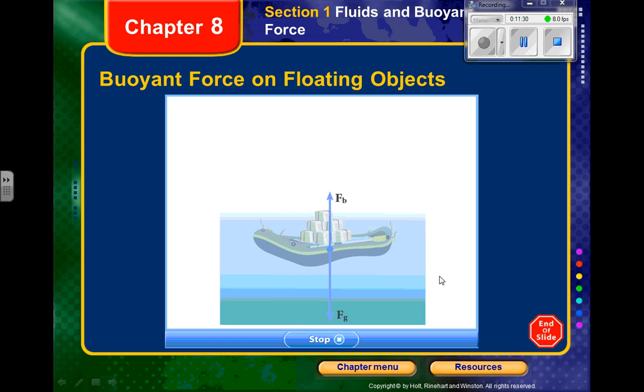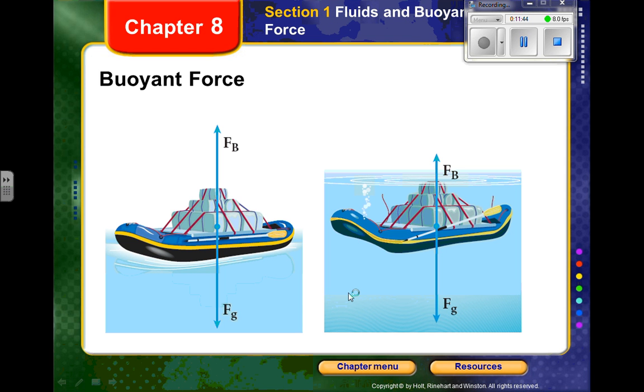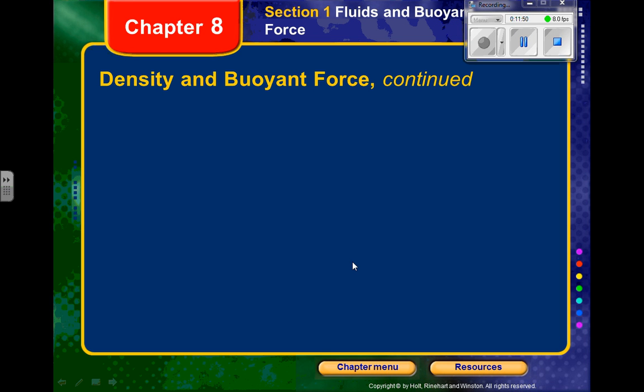Buoyancy continues to act when an object is underwater. The apparent weight of the object when submerged is just the true weight of the object minus the buoyant force. Okay, so don't put too much on your raft, or else you're gonna have to swim for it.